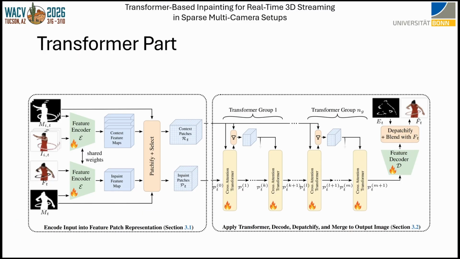The context patches and the inpainting patches are then processed by several transformer groups. Within each group, the context attends to the input tokens. Afterward, we filter context patches according to their accumulated attention. This reduces the amount of computation required. The cross-attention process is repeated multiple times, each time using the output of the previous layer. After all transformer groups have finished, the final patches are decoded, merged, and blended with the original rendering.